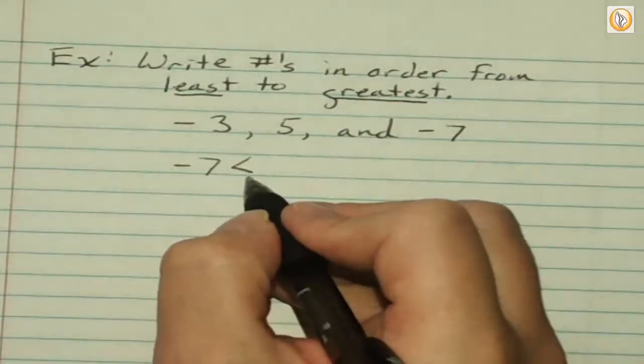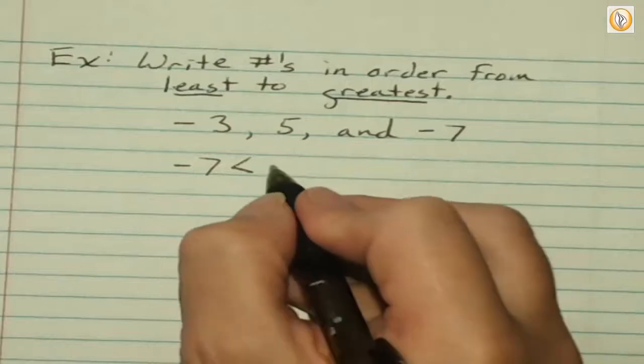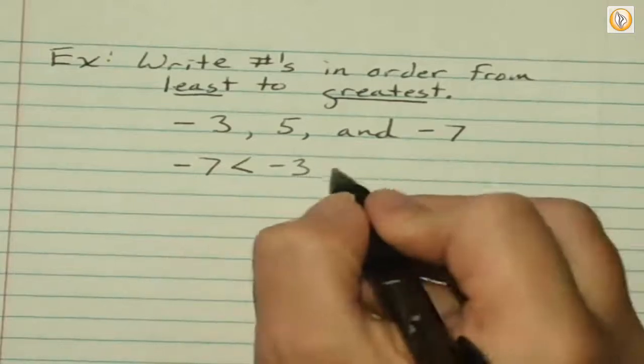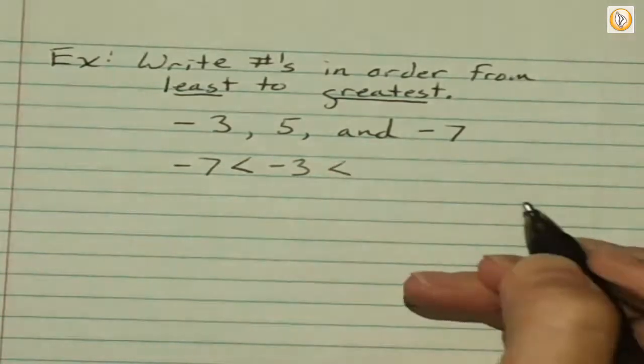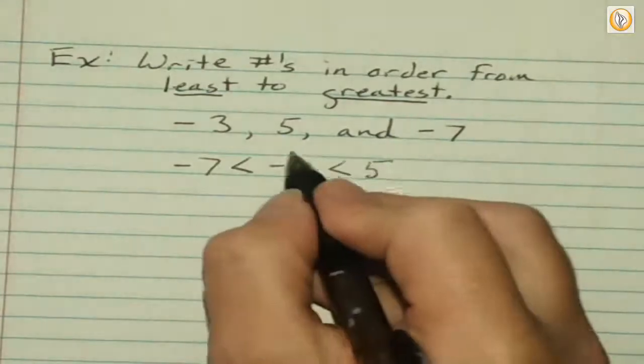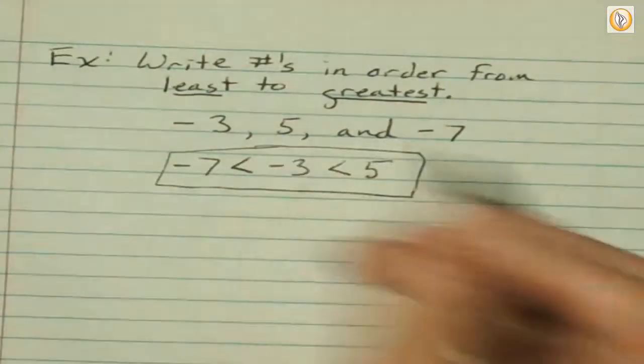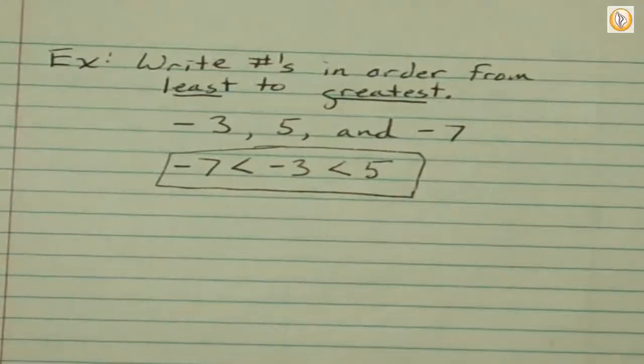So what would come next, Atalia? -3. And what would come next, Kelly? 5. There you go. That is how you would write it. And you box your answers. Guys, on your homework, you must box your answers.